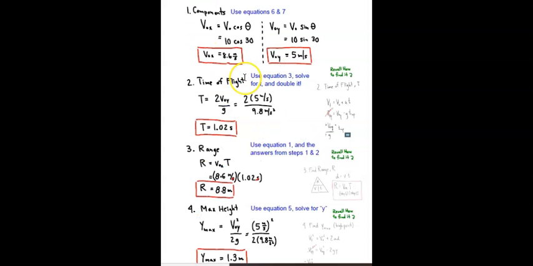And so in summary, we can see that the steps required for both of these problems, no matter what the angle, are the same. The steps and the equations to solving any projectile problem at a given angle are always the same. To find the components, you use equations 6 and 7. To find the time of flight, use equation 3, solve for t, and double it. To find the range, use equation 1 and the answers from steps 1 and 2. To find the max height, use equation 5 and solve for y, whether you're dealing with a 30-degree angle or a 60-degree angle or any other angle. You'll always use these same steps.